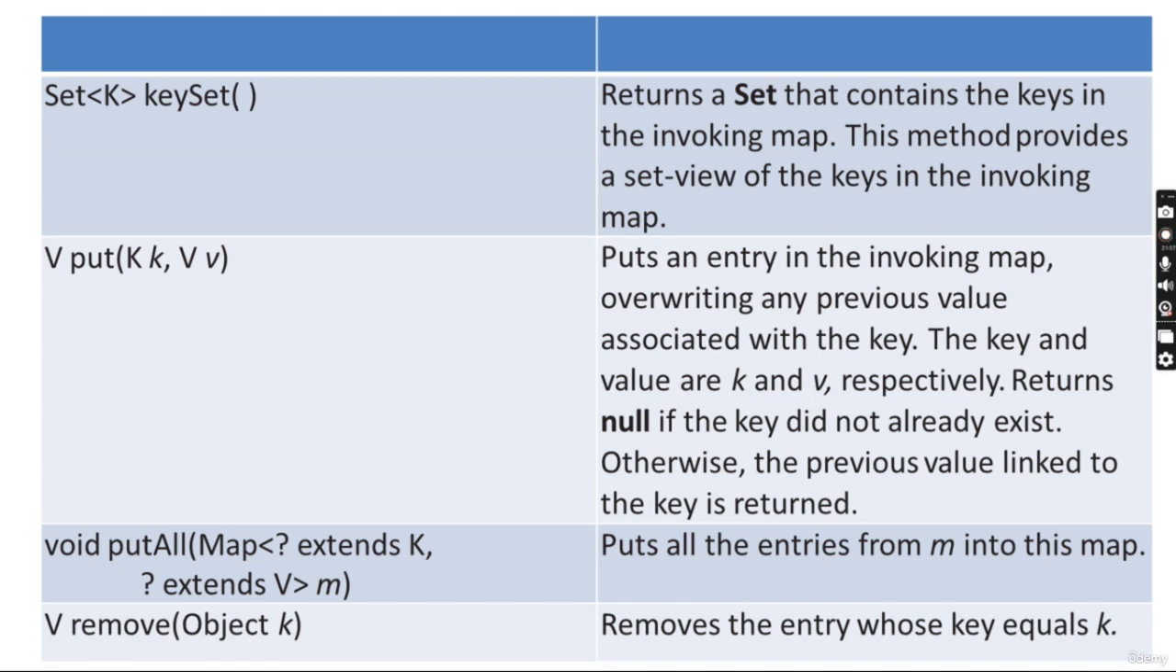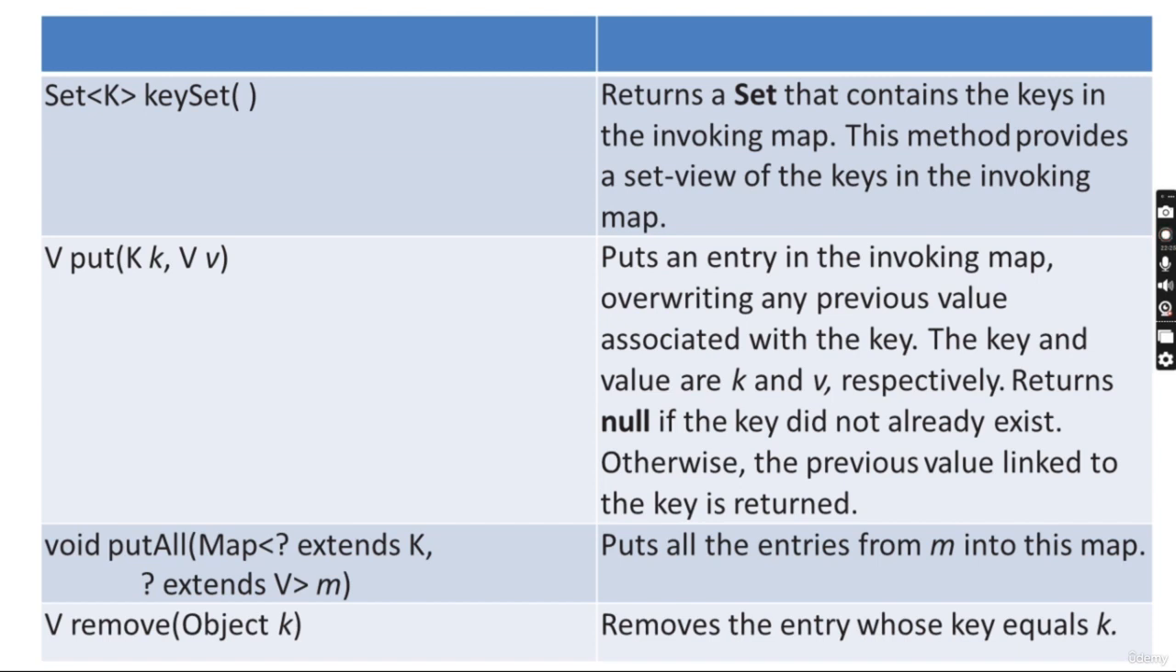put(K k, V v) puts an entry in the invoking map, overwriting any previous value associated with the key. The key and value are k and v respectively. Returns null if the key did not already exist. Otherwise, the previous value linked to the key is returned. void putAll(Map<? extends K, ? extends V> m) puts all the entries from m into this map.